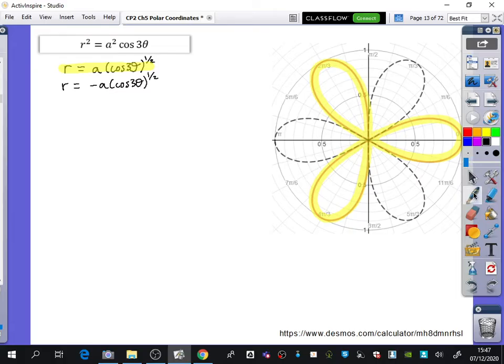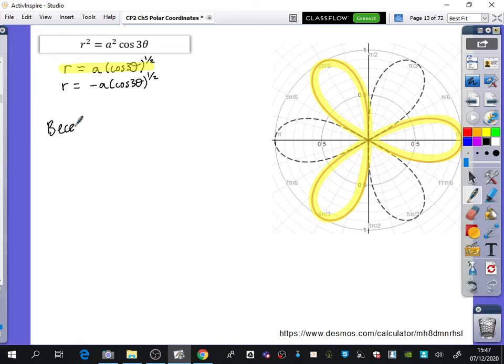And I guess the fact that I've got r squared here, this is actually already restricting that r needs to be positive, because if it's r squared, it's been squared, so it's positive. So technically, these dotted lines only have appeared because I wrote it in this form. So let's just write down what that is.